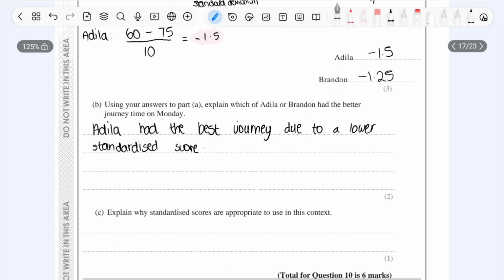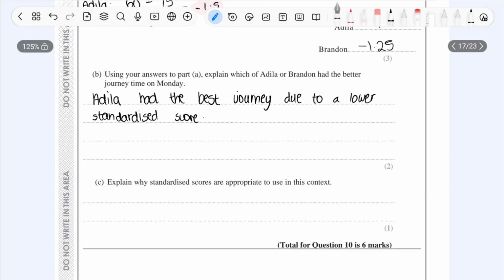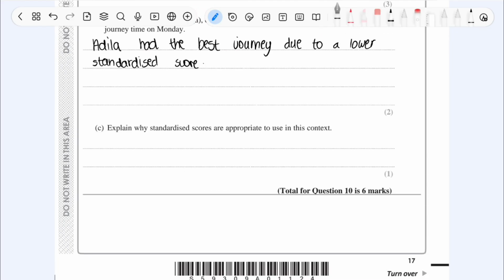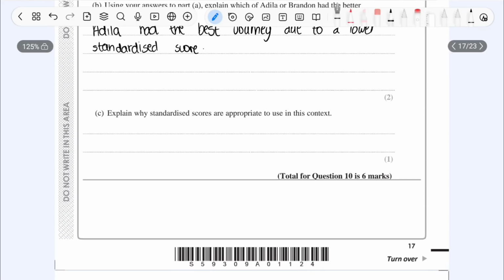If you hold something to a standard, like your chocolate bar or your favorite ice cream, you're always going to hold it to a specific standard, i.e. make it consistent. So in order to compare the values, they need to be consistent, and standardized scores allow us to do this, because, the clue's in the name, they're standardized.